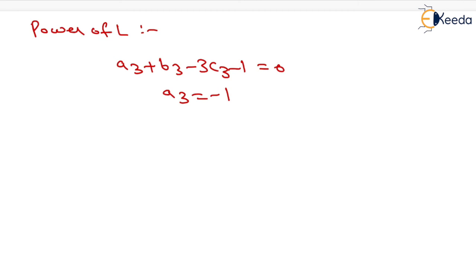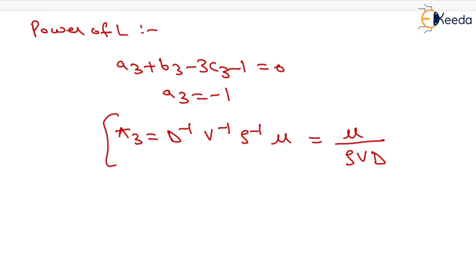Now substituting the values of a3, b3, c3 in the pi3 term, we will have pi3 equals d to the power minus 1, v to the power minus 1, rho to the power minus 1 into mu. So it will be equal to mu upon rho v d. That will be the solution of pi3. Now we have to find the solution of the pi4 term.